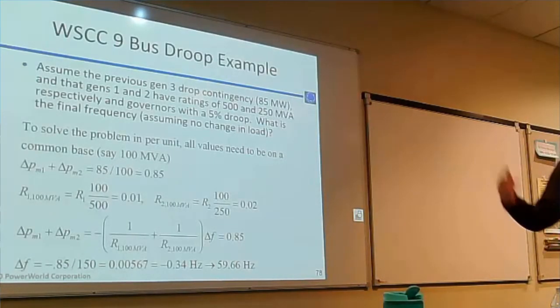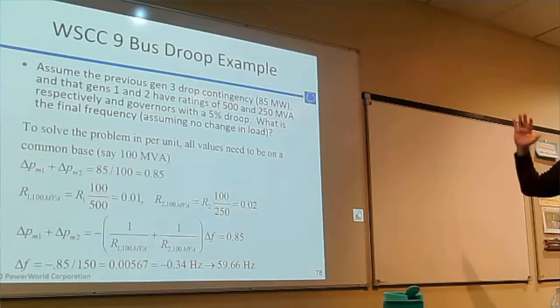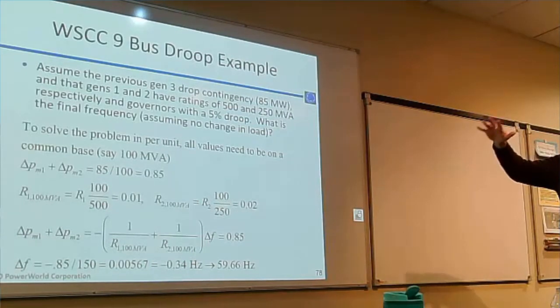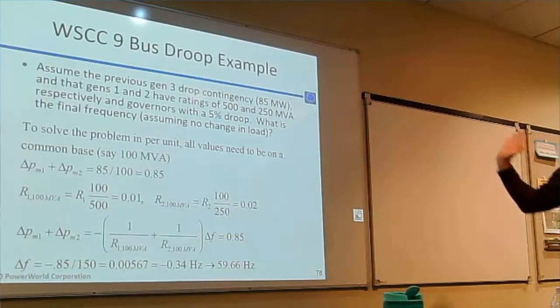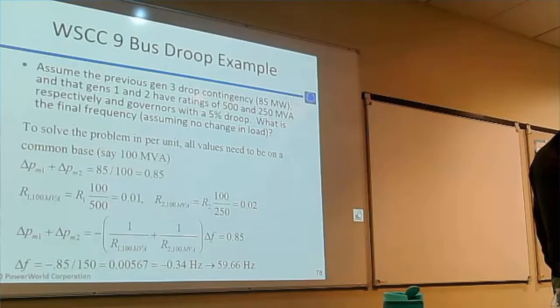Okay, so this just goes through a little example on that 9-bus system saying after you lose a generator with a particular droop, what sort of steady state frequency error would you expect? So if you're looking for an example on that.